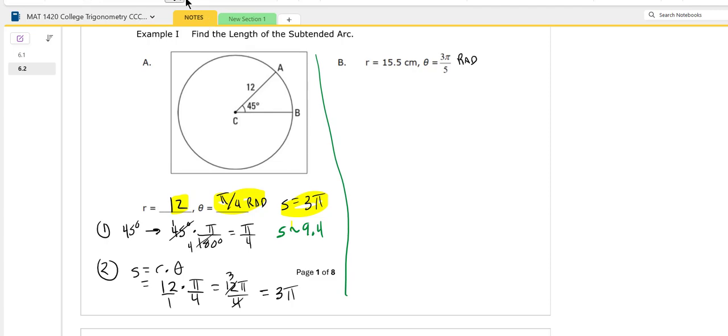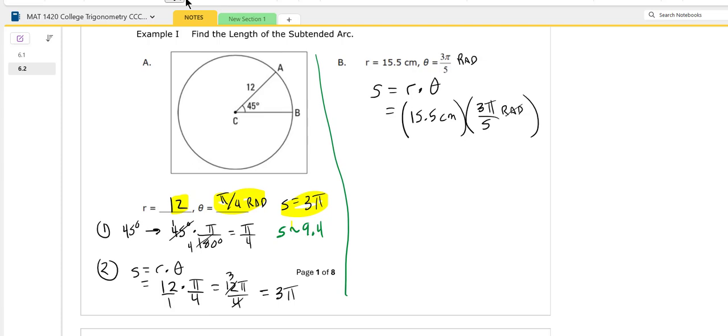All right, so what we do on this is we're going to apply the formula S equals R times theta. So we'll take the radius, which is 15.5 centimeters, and then we're going to multiply that by 3 pi over 5 radians. Now, something I want to mention on this is radians, again, is not really a unit. It's a placeholder. It's just a name that we give for the real number measure of an angle.